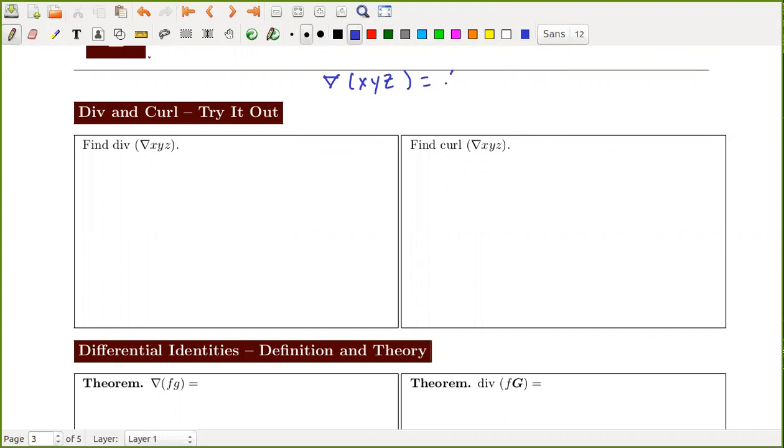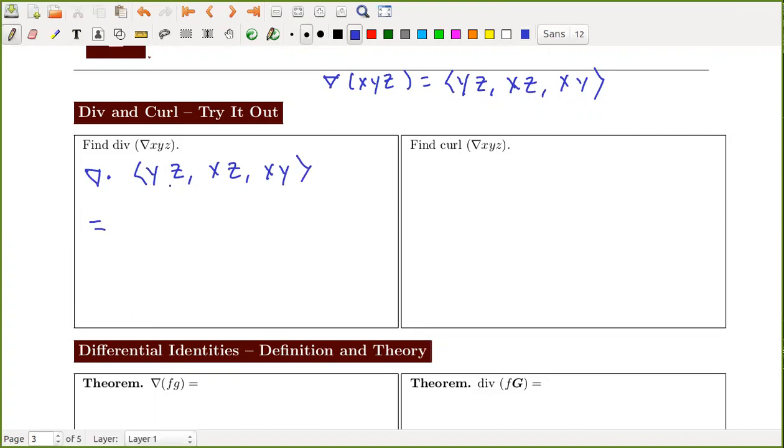Okay, so the first component is going to be the x derivative. That's yz. The second component is going to be the y derivative. That's xz. And the final component is going to be the z derivative. That's xy. And so the divergence is going to be the gradient now dotted with this vector field, yz, xz, xy. And what is this?